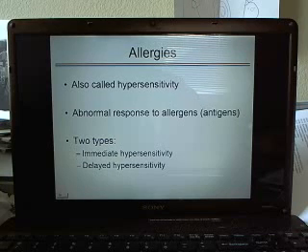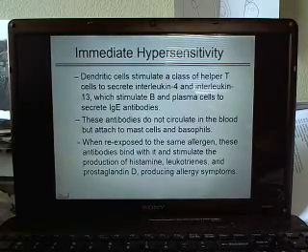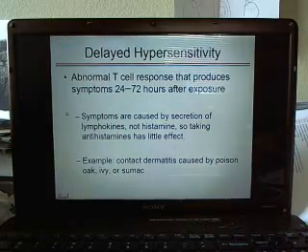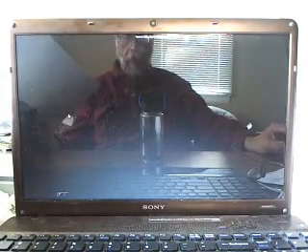Allergies, hypersensitivity, generally it's IgE. You have immediate, which responds very quickly. Delayed may take weeks, or days, excuse me. Immediate would be like an allergy to penicillin. Delayed would be like an allergy to poison oak. And that's the end for 15.